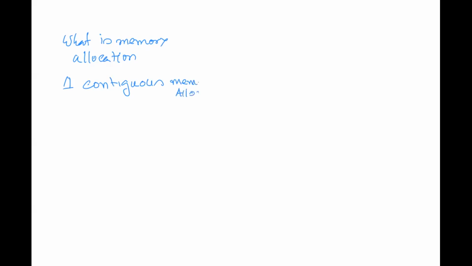So what is memory allocation? It is nothing but allocating memory inside the RAM. Inside the RAM, there are two kinds of memory allocation. One is contiguous memory allocation. Another is non-contiguous allocation.